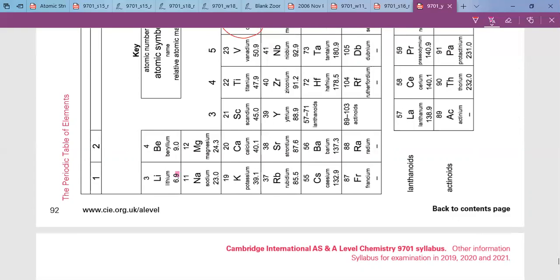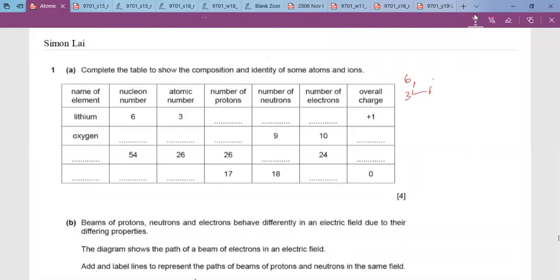Okay, 6.9, is it? Normally lithium is 7 and 3. The 6 is because, as I said, later you find that there are isotopes. So don't care first. You do as the question tells you, so it's the one here. So the number of protons, of course, is the atomic number. So they use the atomic number here instead of proton number.